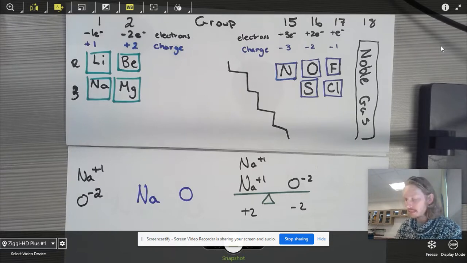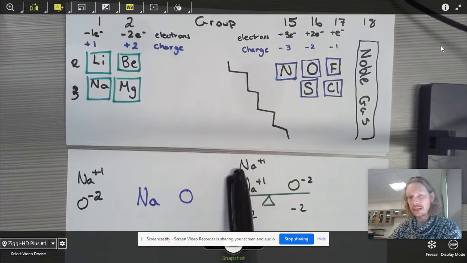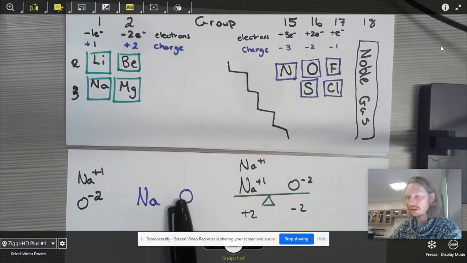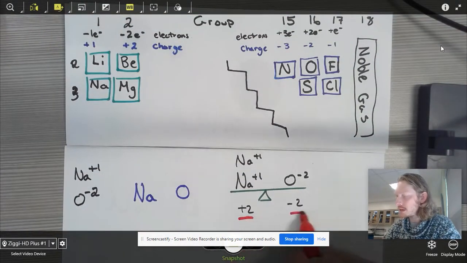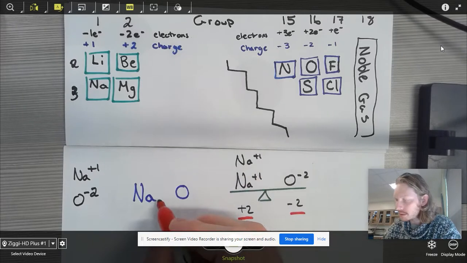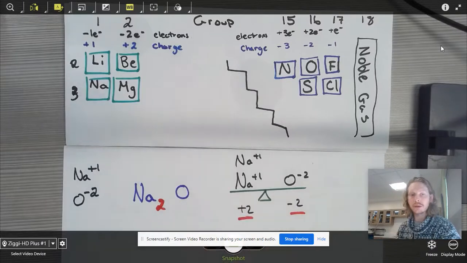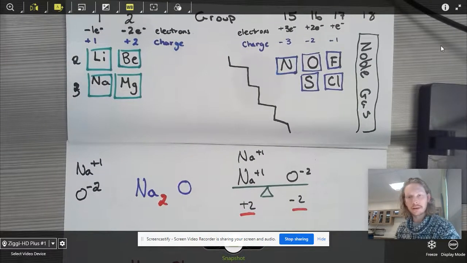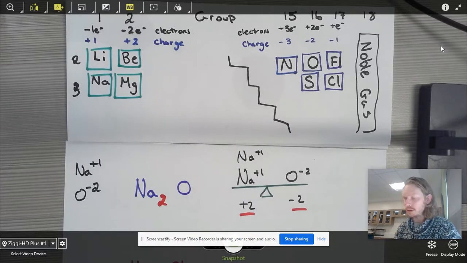Okay, and this is where I think some people are having trouble. Now we have to change our mindset from the charge to the amount of each. Okay, so our charge is balanced, right? +2, -2. But now I have to think about how many of each we need. We have 1, 2 sodiums, and we only have 1 oxygen. So we actually don't need to write the 1. Okay, so this is what it should look like, right? You bring these down from the bank, and we should have 2 sodiums, 1 oxygen, so that it's balanced. Okay, balance our charges.